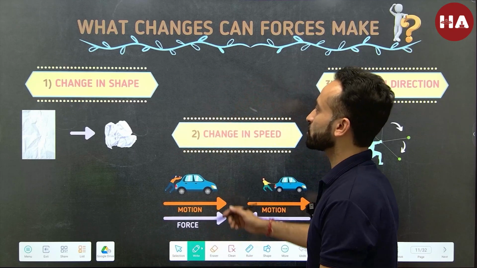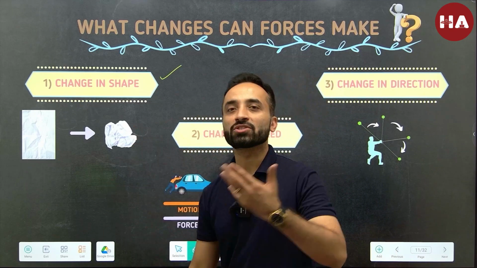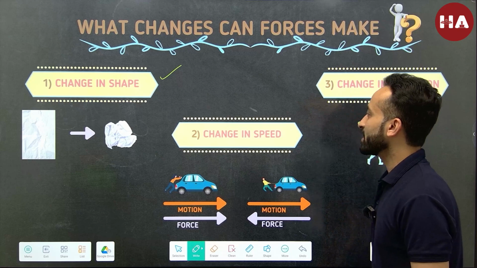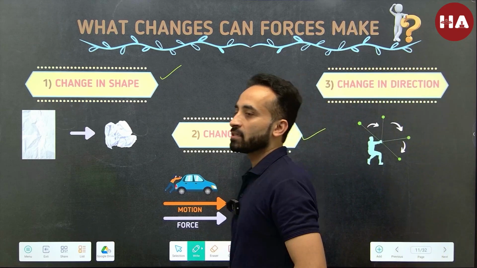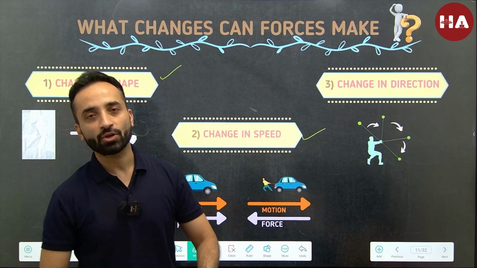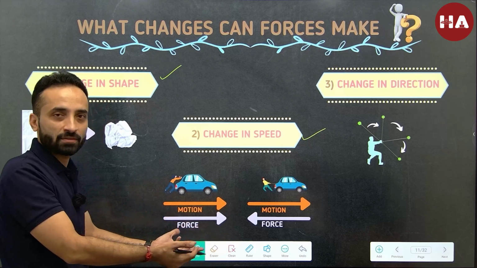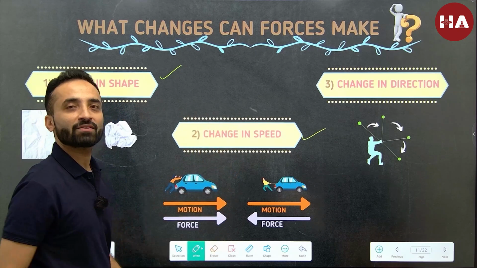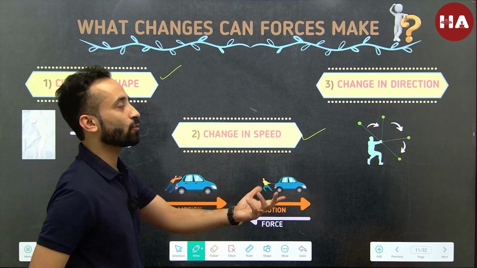So, what can force do? It can, of course, change the shape, right? Then it can change the speed. It can speed up the object. It can slow down the object. If we have to do that, we need force, right? If we have to speed up the object, we need force. If we have to slow it down, we need force.